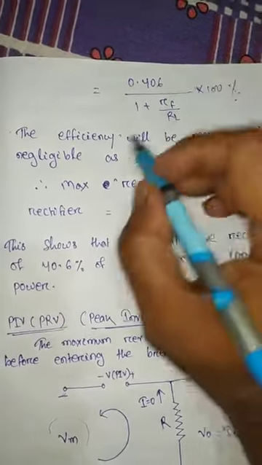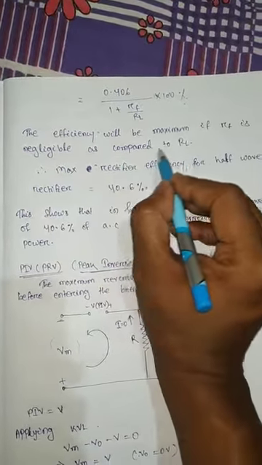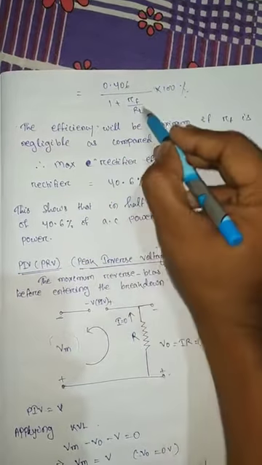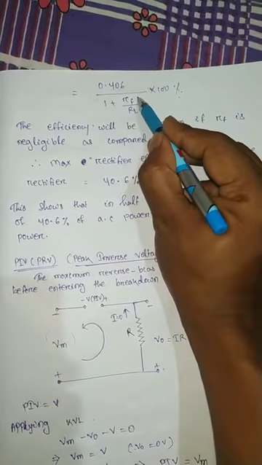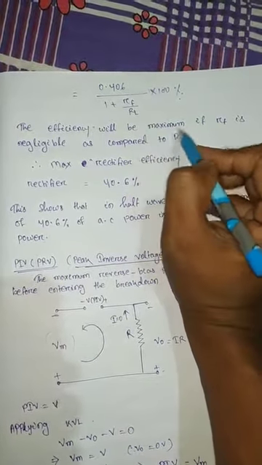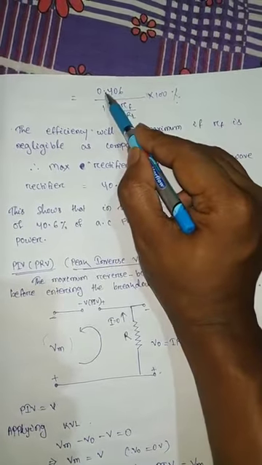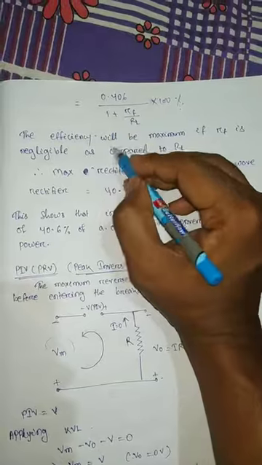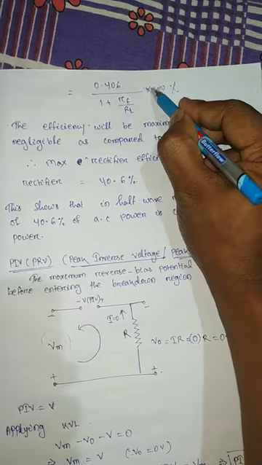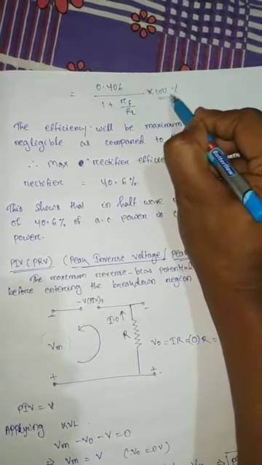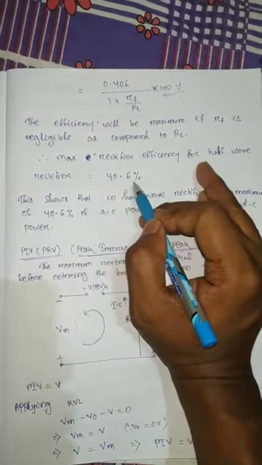So the efficiency will be maximum if RF is negligible as compared to RL. You will get the maximum efficiency if the RF term, the diode forward resistance, is neglected in comparison to the load resistance. So the maximum efficiency becomes 0.406. If you calculate the percentage by multiplying this term with 100, the maximum rectifier efficiency for a half wave rectifier is 40.6%.